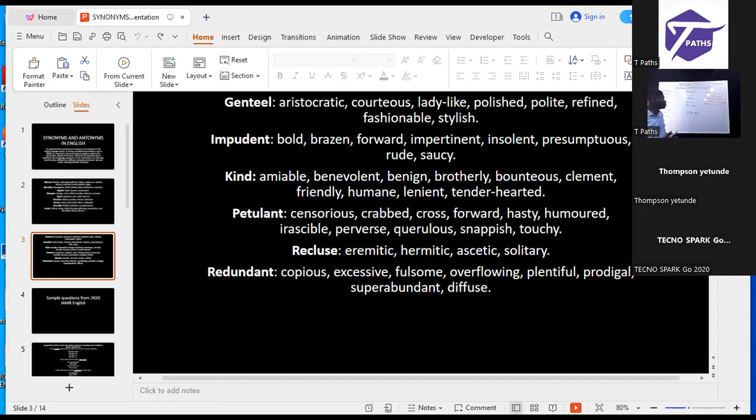Look at this word, petulant. What do you think this word could mean? The word petulant. What does it mean? Is it a negative word? It means crabby, cross, forward, hasty, ill-humored, irascible. Those are words that connect with expressions such as this. So at times, examiners use these words to set questions, and they don't care whether you read to this extent, whether you understand it or not.